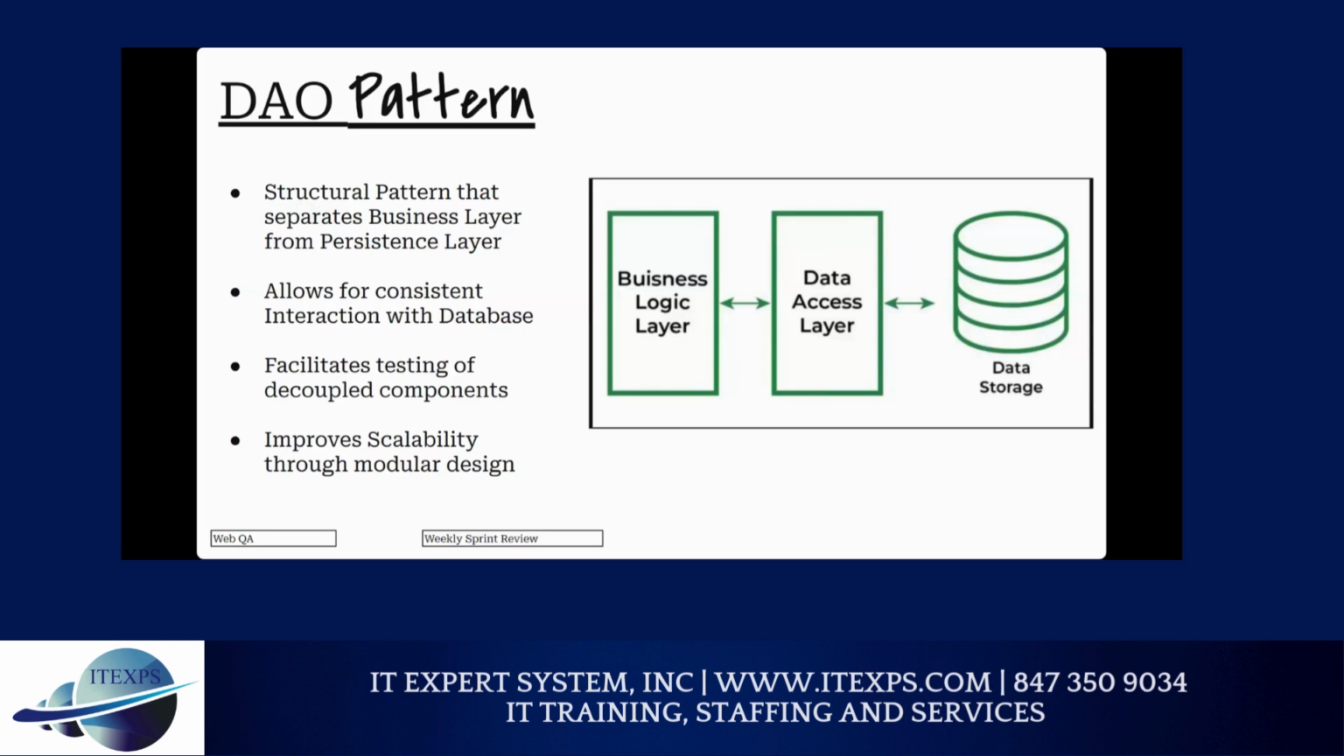A software design pattern that helps with interacting with databases is the data access object, or DAO, which is used as a structural pattern to separate the business layer or the application details from the persistence layer or the database operations. This allows for a consistent point of interaction with the database across the application. The DAO helps facilitate unit testing of separate components by decoupling them from one another, and improves the scalability of the application through a simplified modular design.